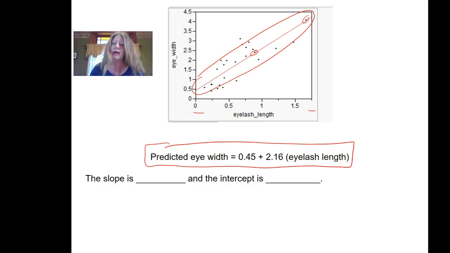So here, if we had to interpret the slope and the intercept, the slope in this case is 2.16, so that's the value that we multiply by our explanatory variable. The intercept is 0.45.